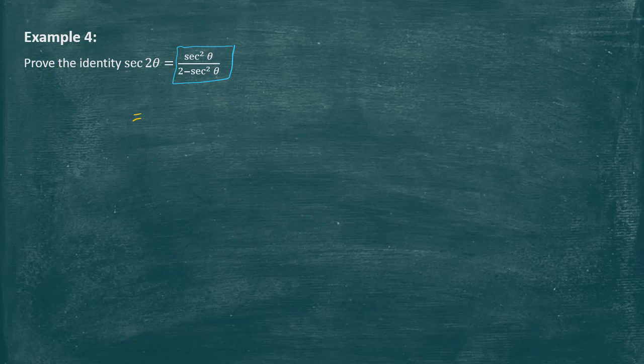Again, my end goal here is that I want it to turn into somehow a secant of 2 theta, which, if I think ahead, might just turn into a 1 over cosine of 2 theta, because I actually have a formula for cosine of 2 theta.